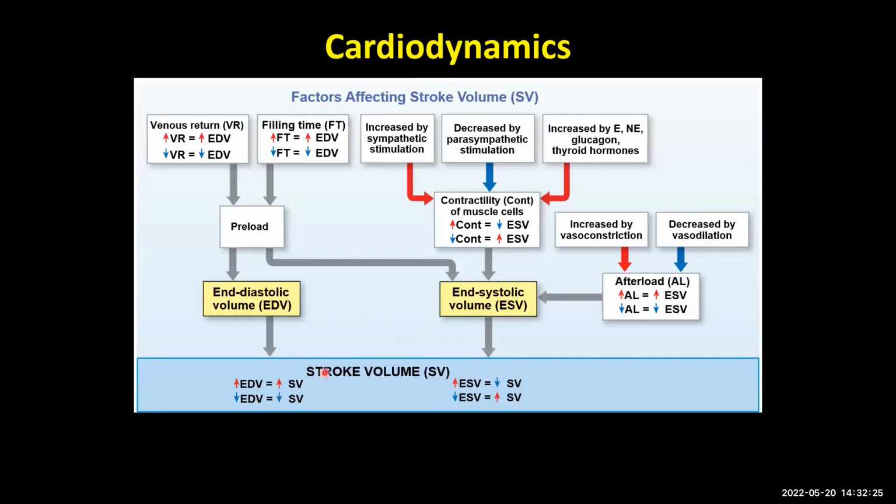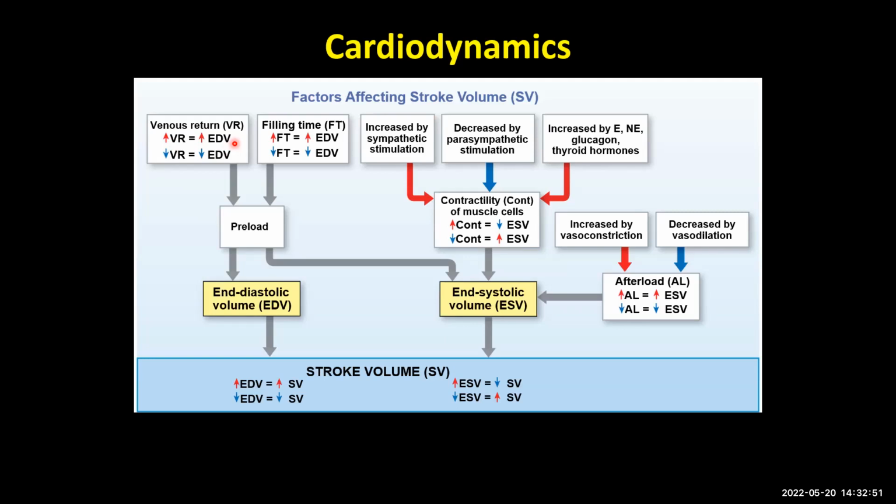So this is the stroke volume, right? What was the stroke volume? The end-diastolic volume minus end-systolic volume. So look at the factors that are affecting end-diastolic volume. Remember, preload is connected to end-diastolic volume. So if you have increased venous return, end-diastolic volume increases. This is obvious, right? More blood is coming to the right atrium, more blood will go to the right ventricle.